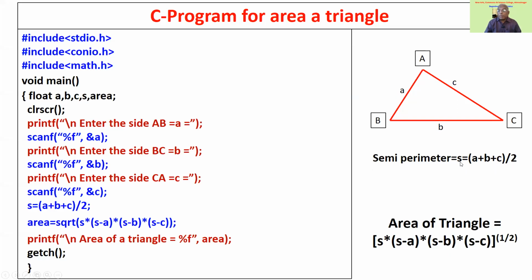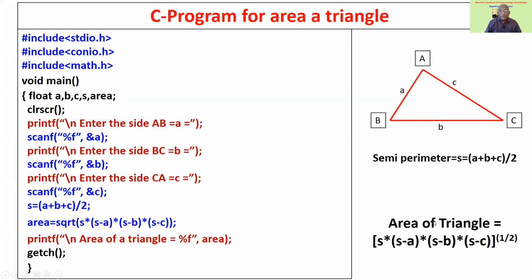And once you know the semi-perimeter, the area of a triangle is given by the square root of S star (S minus A) star (S minus B) star (S minus C). So this is the formula for the area of a triangle. To use it, you have to give input A, B, C. After giving this input, you are supposed to calculate the semi-perimeter, and after calculating it, you are eligible to apply this formula. So make a note of this.